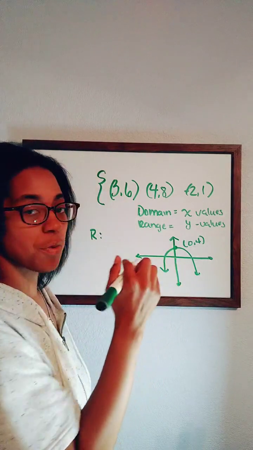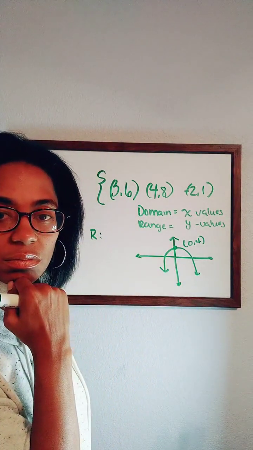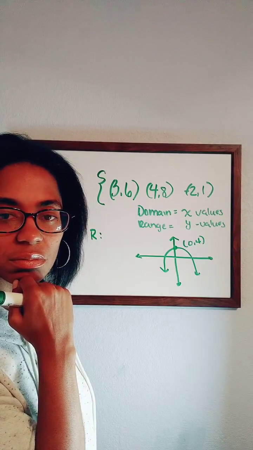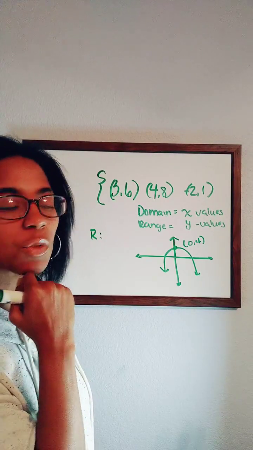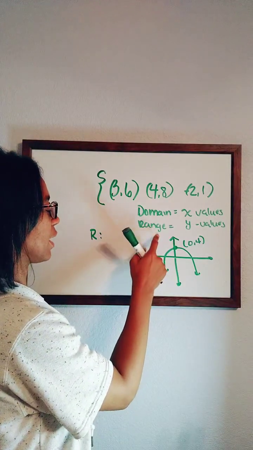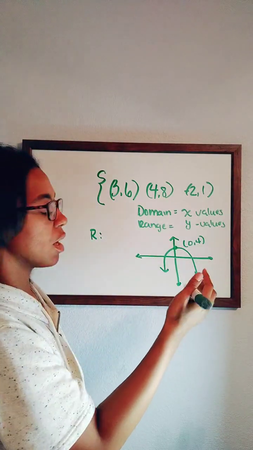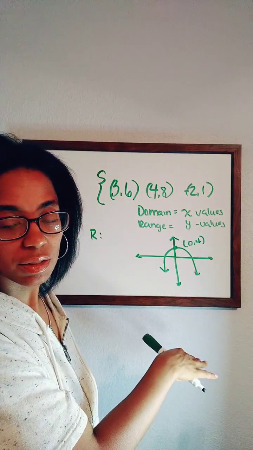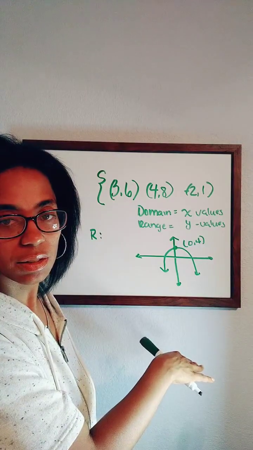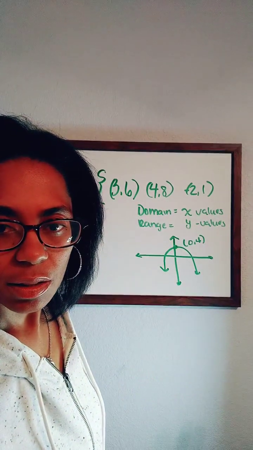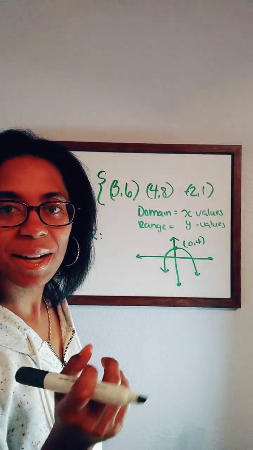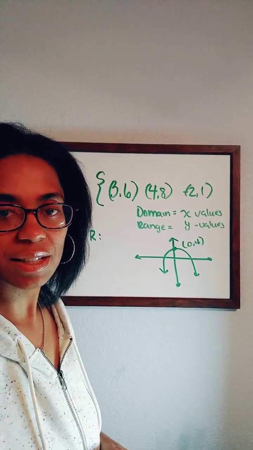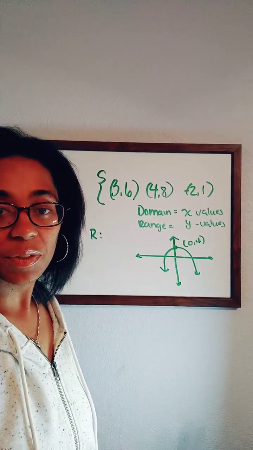Does it go higher than 4? Right. So that means that it can't go higher than 4. So then it's going to be every number that is what? Less than 4. Right, less than 4. For the domain, negative infinity to positive infinity.